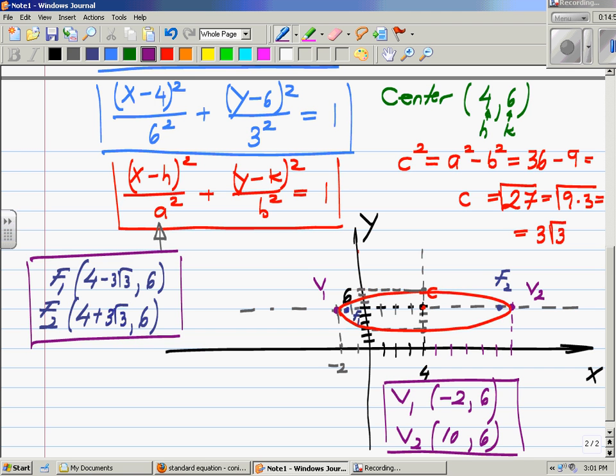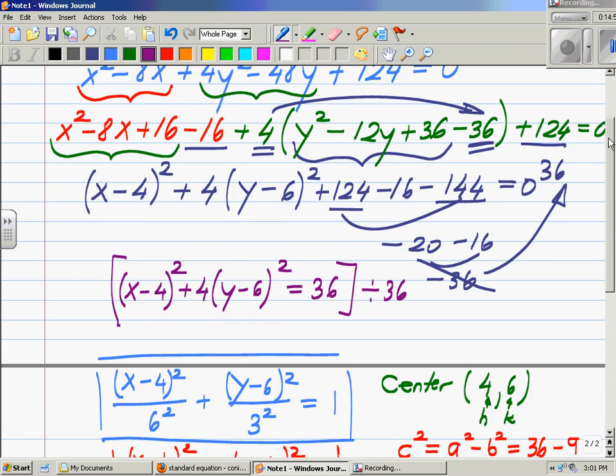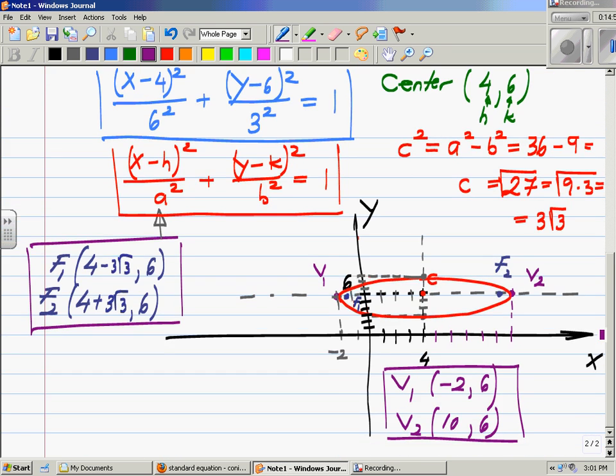And this is it. We wrote the standard equation, we graphed this ellipse. We're pretty much done.